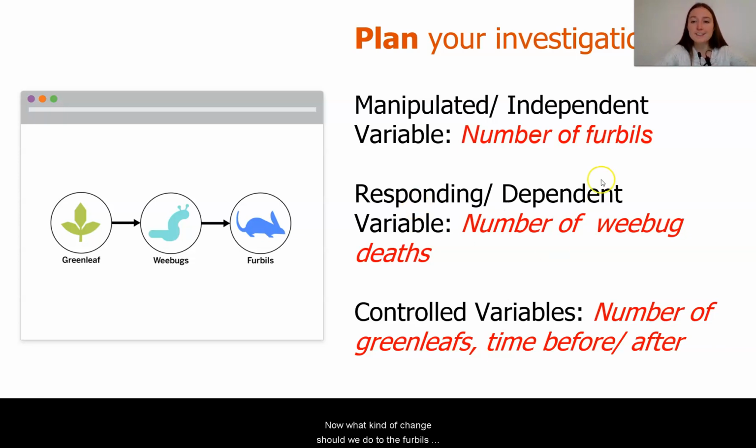Now, what kind of change should we do to the furbles? Should we increase them or decrease? Let's see. I think that we should try to decrease the number of furbles. I'm thinking that the furbles are eating the wee bugs, and so maybe if there are less of them, then they might not be able to eat as many. But it might just mean that because there are less furbles, they're eating more because there are more available. So let's take a look and see what is going on.